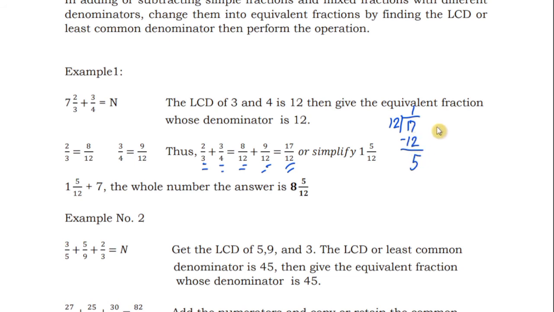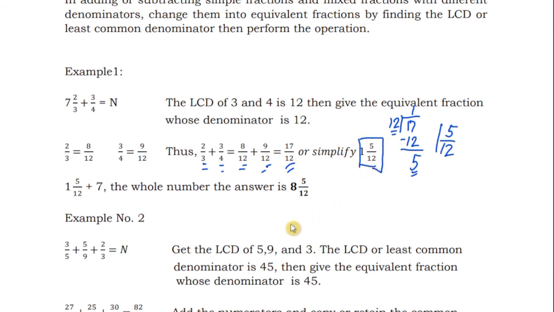So the quotient that we have is our whole number. The remainder, which is 5, would be our numerator, and the divisor that we have is our denominator. So that is why we now have 1 and 5 over 12 as the result.